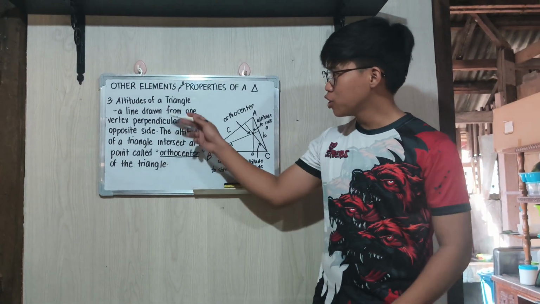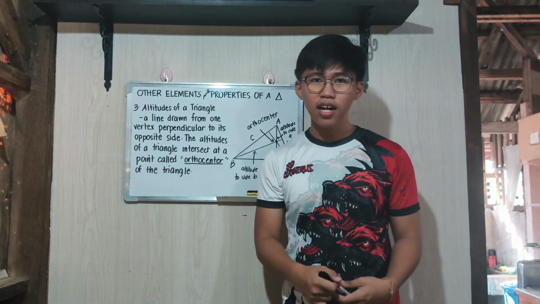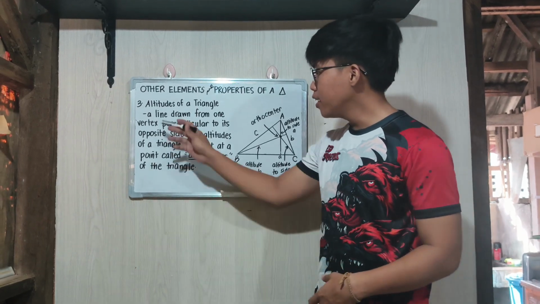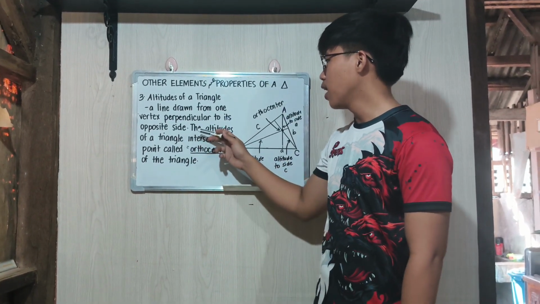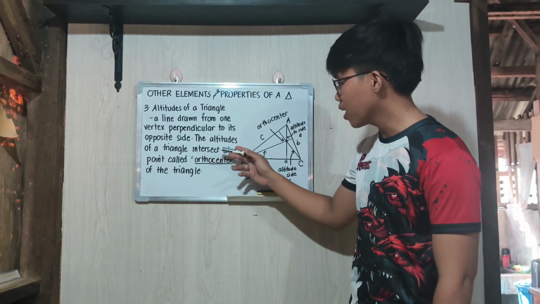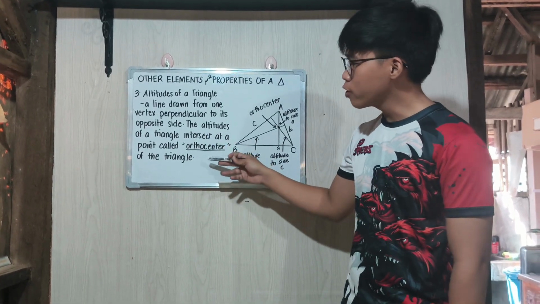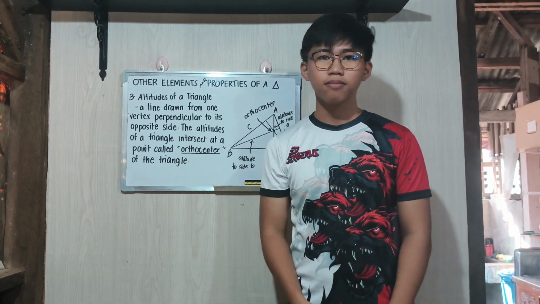So, the altitude of a triangle. What is the altitude of a triangle? A line drawn from one vertex perpendicular to its opposite side. The altitudes of a triangle intersect at a point called the orthocenter of a triangle.